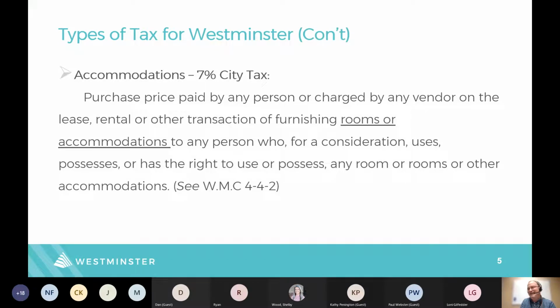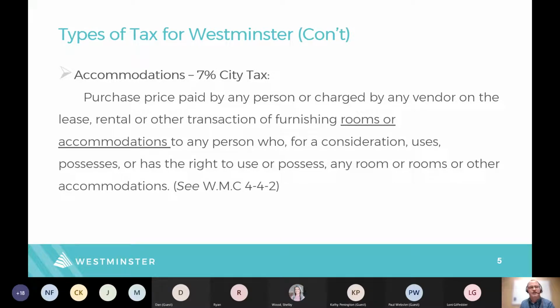Accommodations tax, again, it's only going to apply to a hotel or a motel. I don't know if any of you are out there. Short-term rentals aren't allowed in Westminster right now. If you have a short-term rental, you shouldn't, but the 7% would still apply. And if we ever do approve those, the 7% will likely apply to those as well.